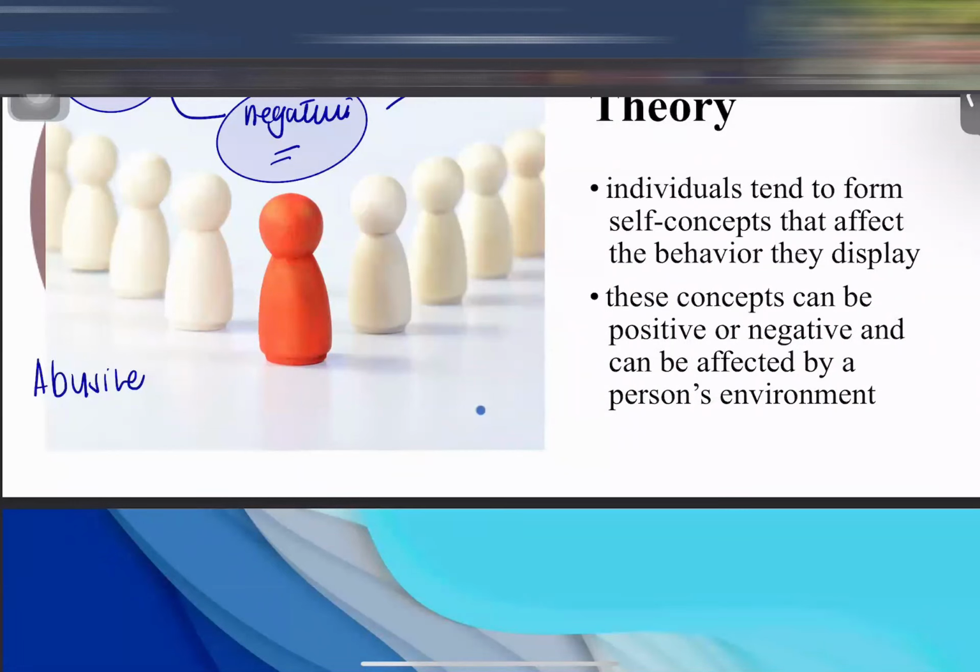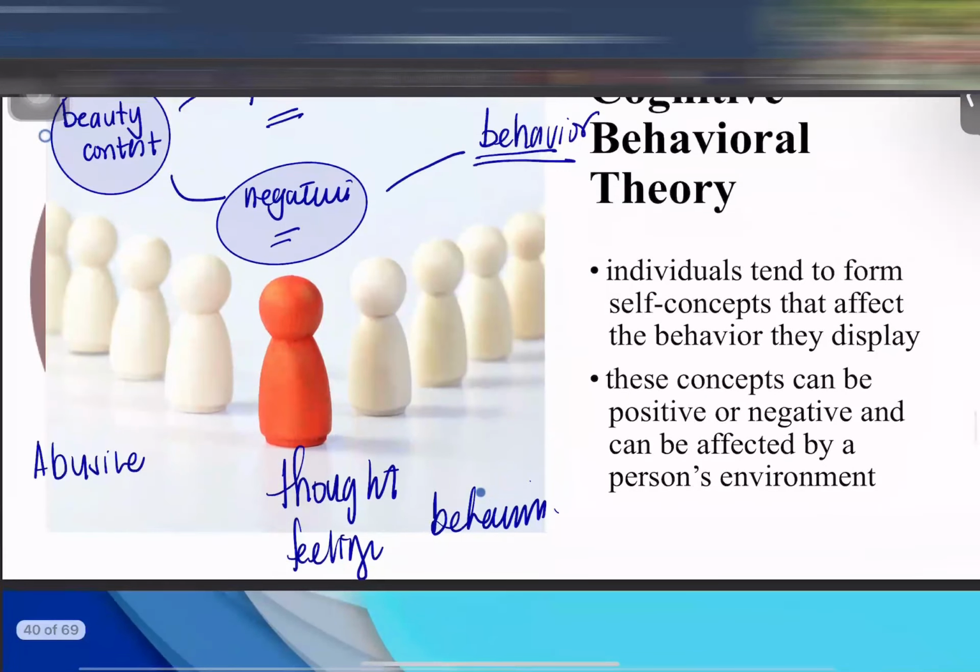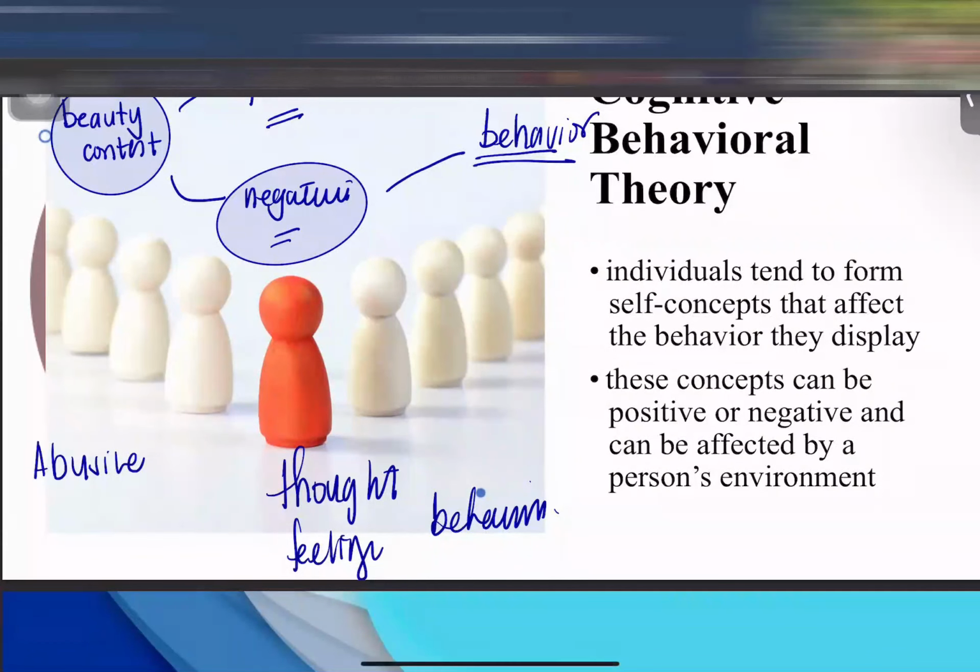So basically, what we are looking into in the cognitive behavioral theory is your thoughts, your feelings, and also your behavior. Class, your cognitive behavioral theory tells us that whatever you think will be translated into your behavior. So that's why, if we do not like the behavior of our patient, we educate them. We tell them. We let them know.